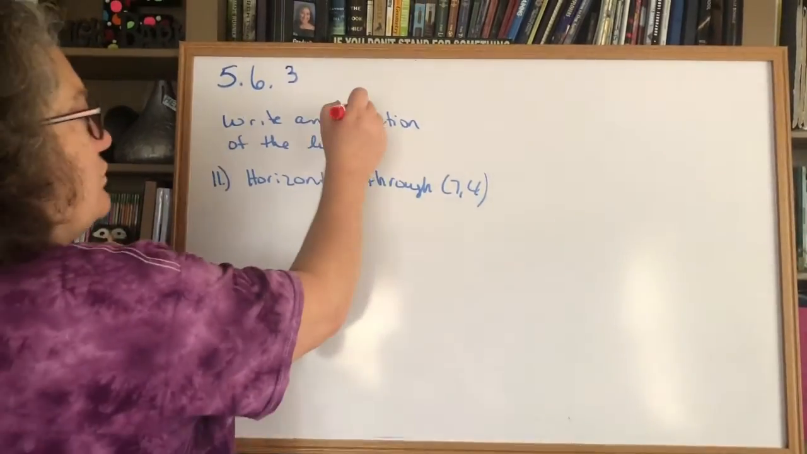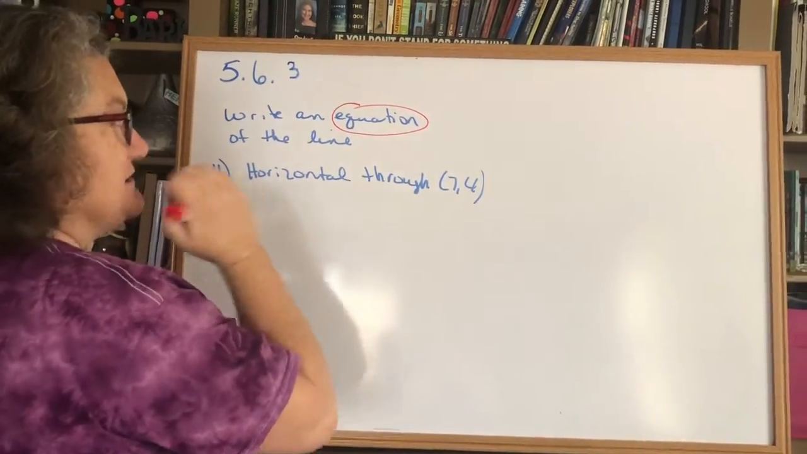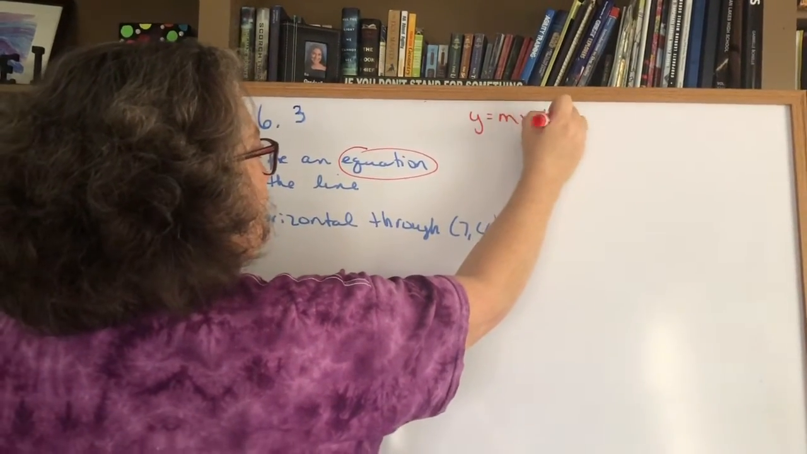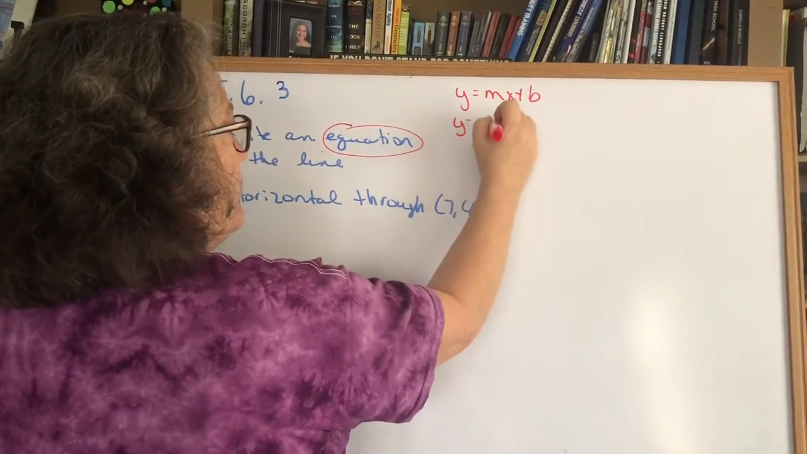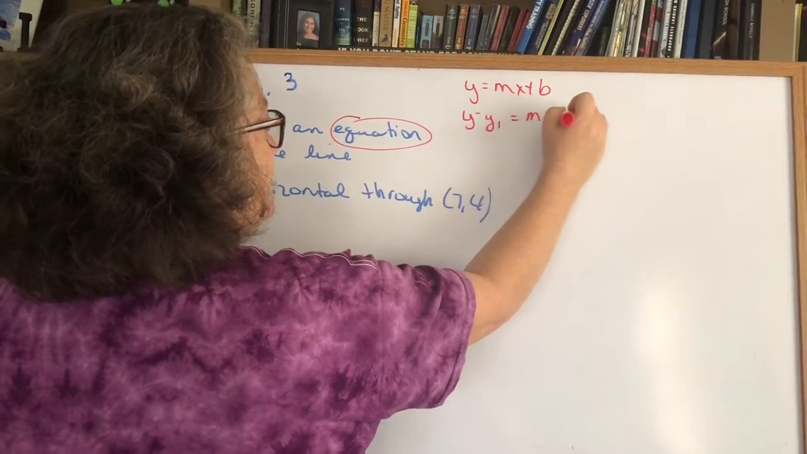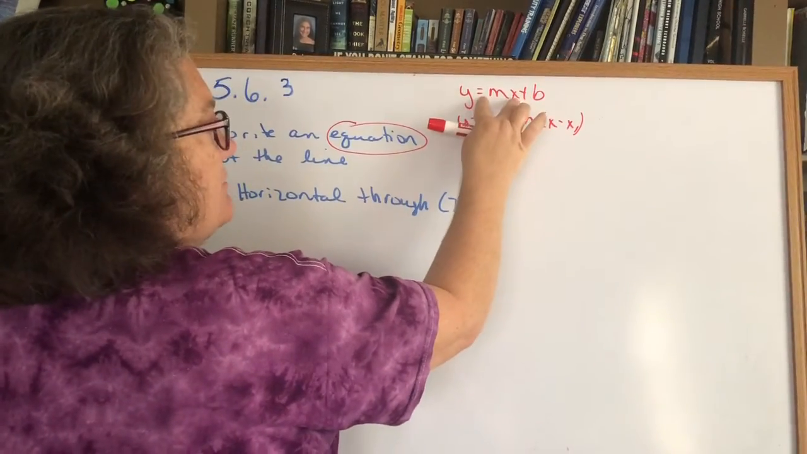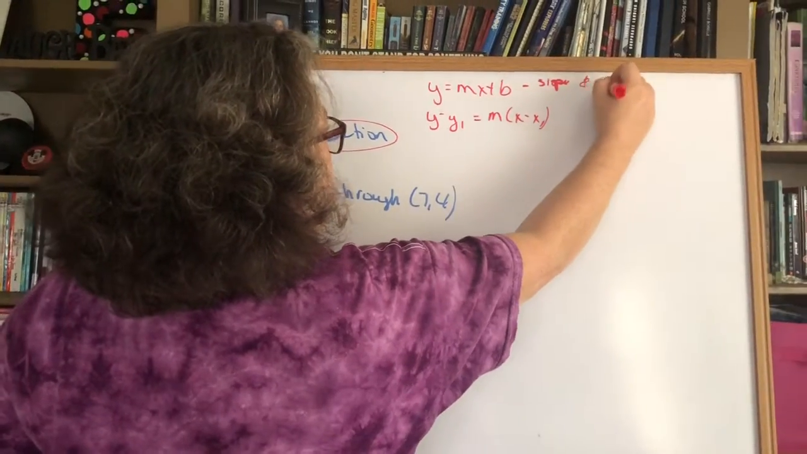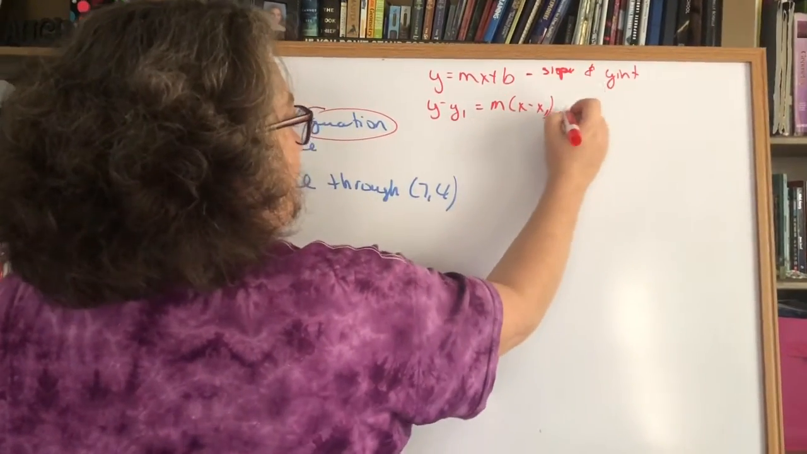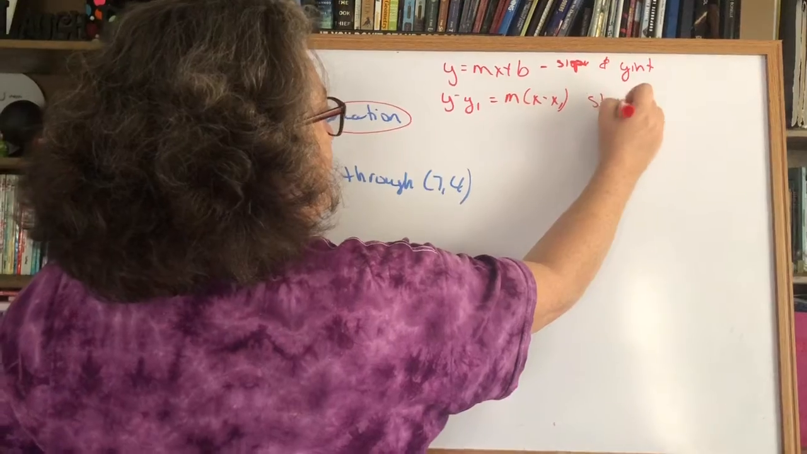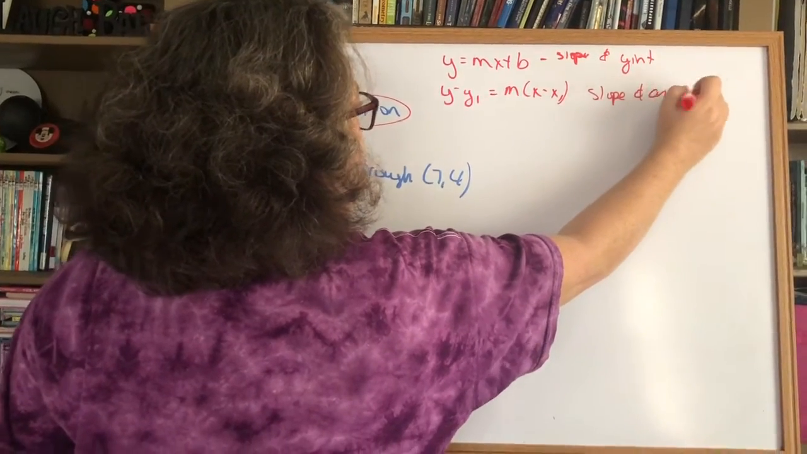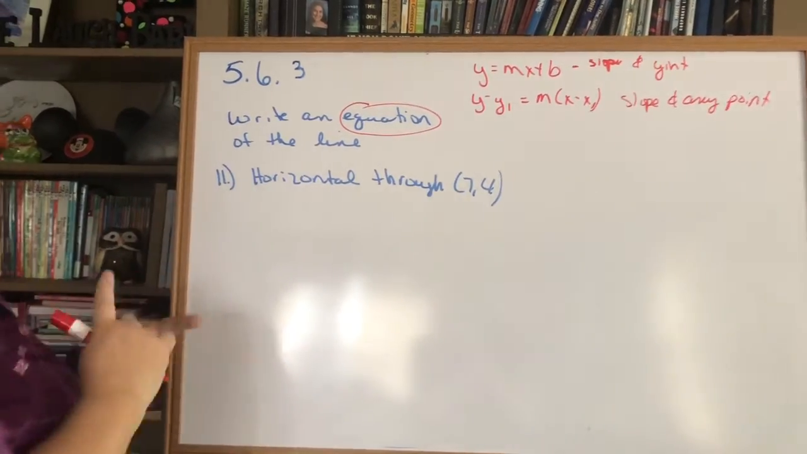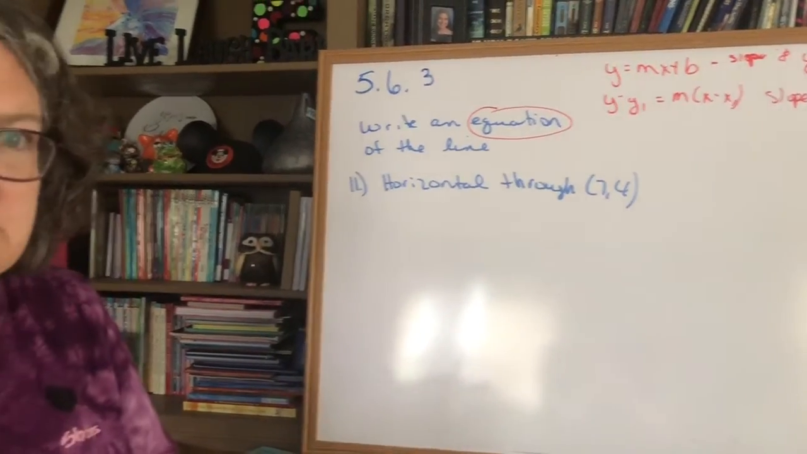So let's review just a little bit. What do we need for an equation? We either need y equals mx plus b, or y minus y1 equals m times x minus x1. For the first one, we need a slope and a y-intercept. For the second one, we need a slope and any point. So any time we want to write an equation, you have to have a slope.